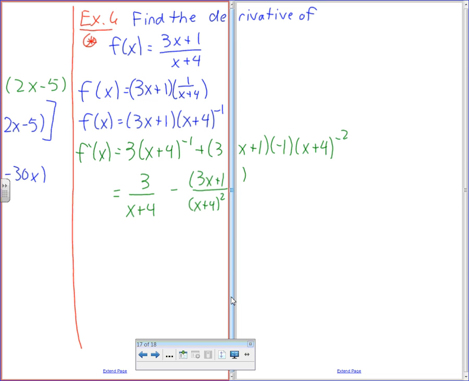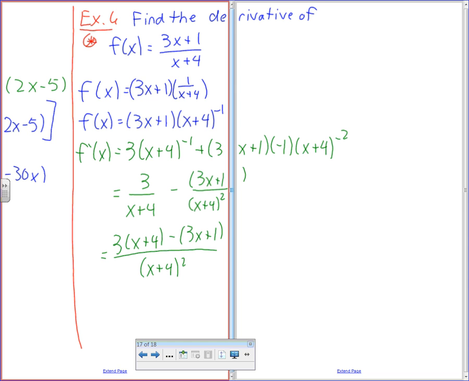Okay, so everyone see what happened there? If you do it a different way, that's fine. You'll probably still get the same answer as me, but it's a little easier to do it like this now. How do I subtract those? So it's going to be 3 bracket x plus 4 minus 3x plus 1 all over x plus 4 squared.